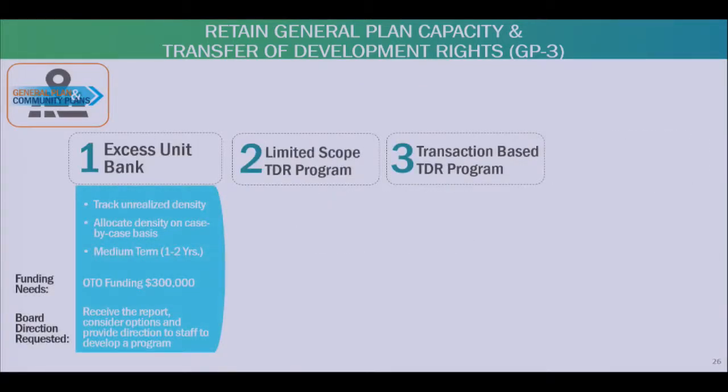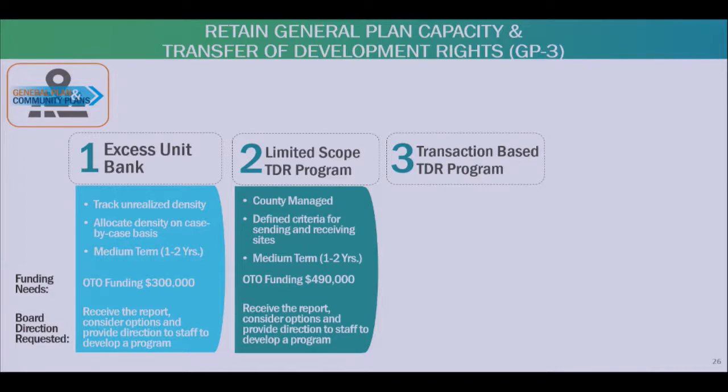Option 1 would establish an excess dwelling unit bank to track unbuilt units from rezoned properties or developments built at less than the maximum density allowed. The board would have the discretion to allocate unbuilt units on a case-by-case basis to maintain general plan capacity. Option 2 would be a limited scope TDR program with defined criteria for sending and receiving sites to be evaluated by the board on an individual project basis. This option would identify circumstances when use of TDRs would be used, such as general plan amendments.